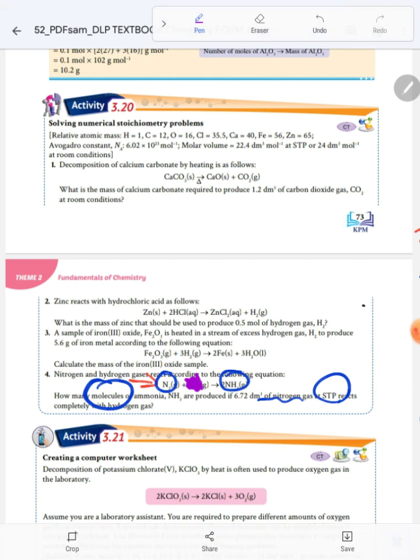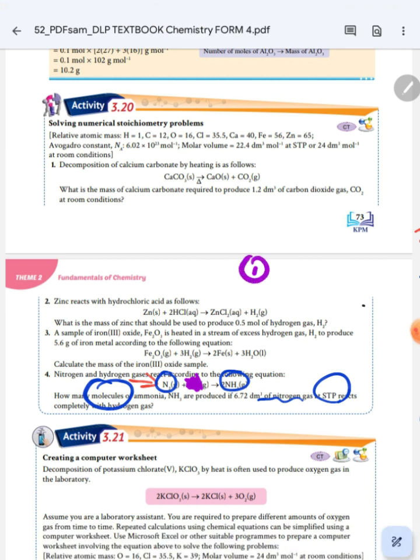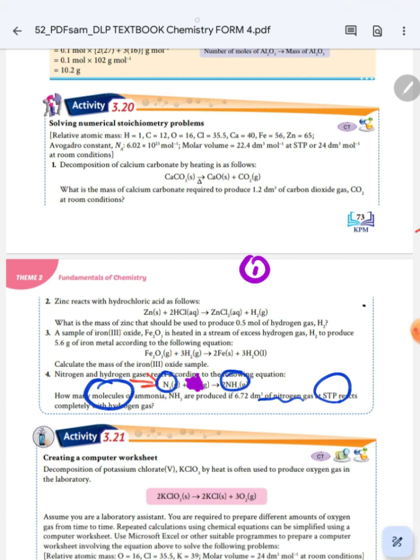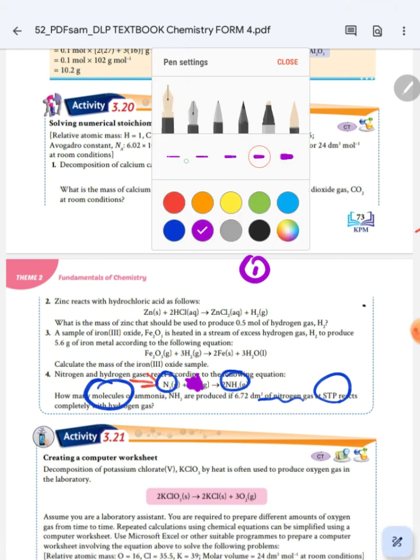Because it has nothing to do with our question, so we just ignore it. So the first step is to calculate the number of mole. The number of mole of what? The given information. What is the given information? The volume of nitrogen.